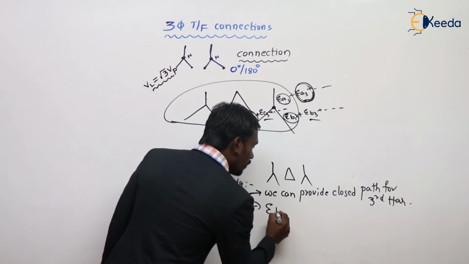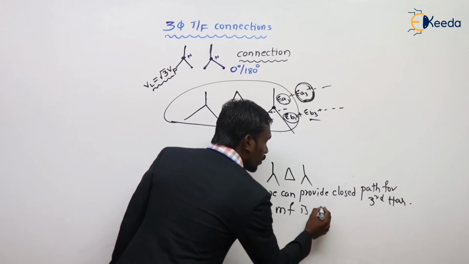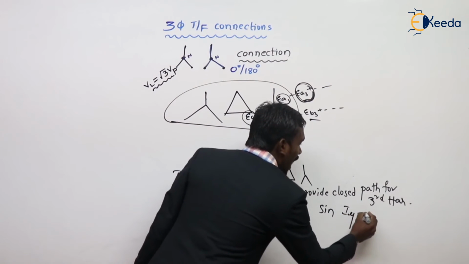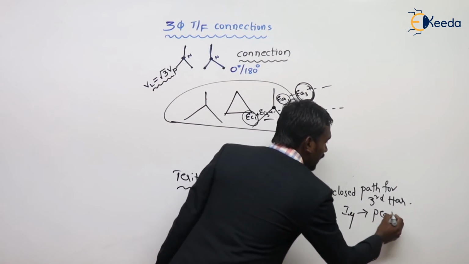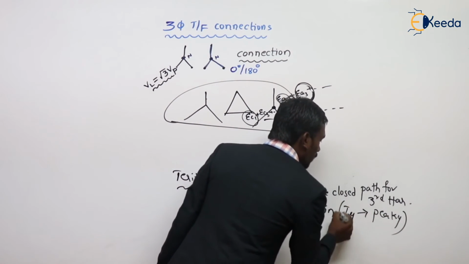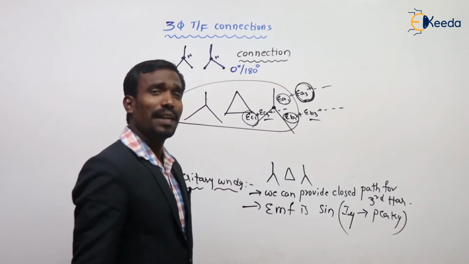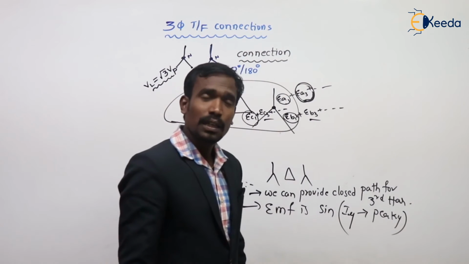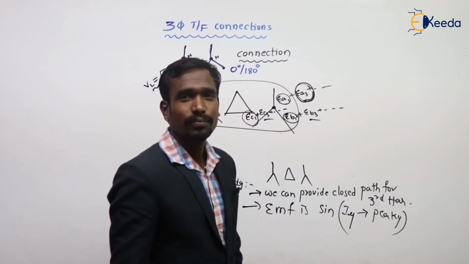Then the EMF is sinusoidal, because the magnetizing current Im is a peaky wave. Then EMF is sinusoidal.